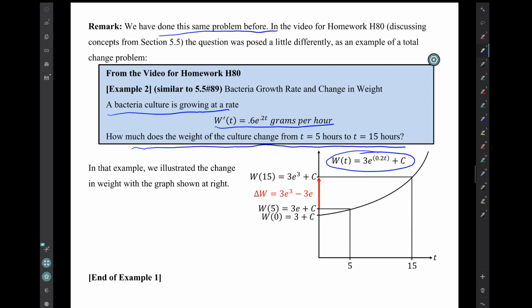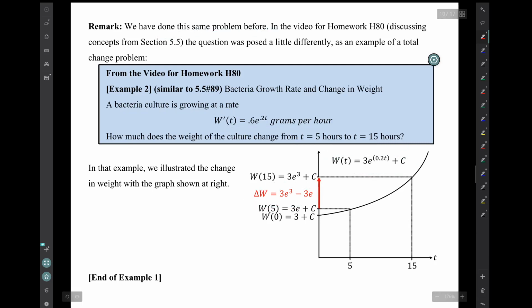So in this graph, that quantity, the change in weight, shows up as a change in height on the graph. This distance there, this delta W, is another illustration of that change of weight. That's the end of that example. Let's go on.